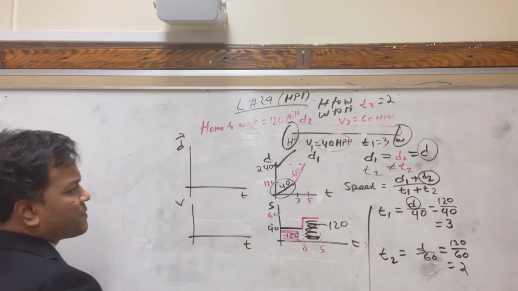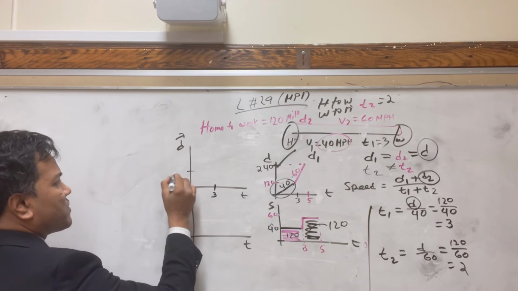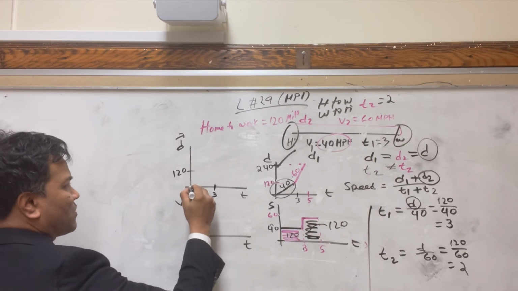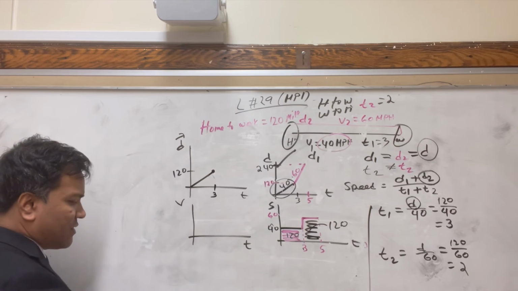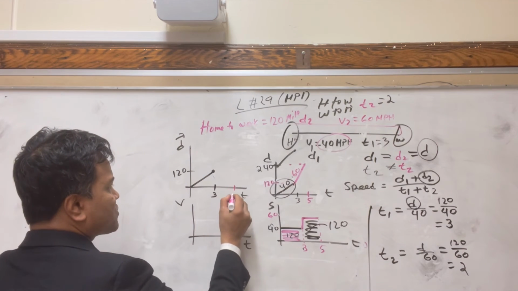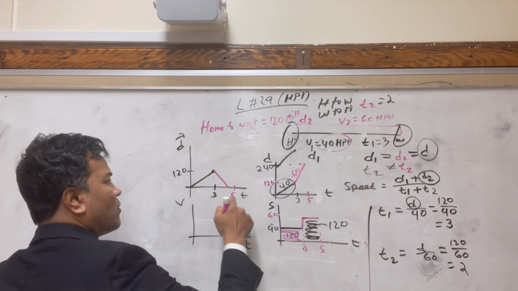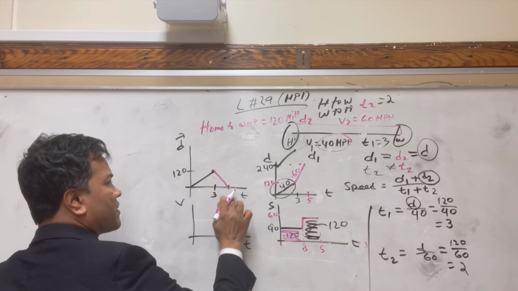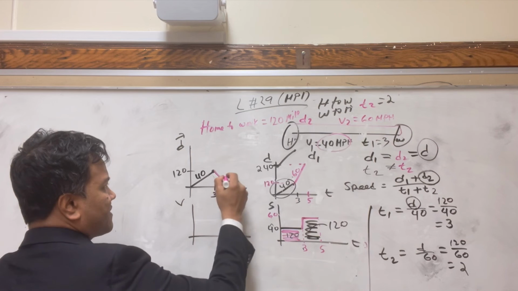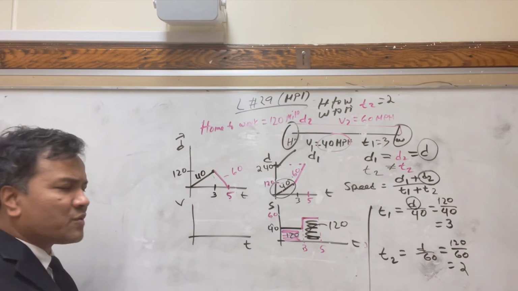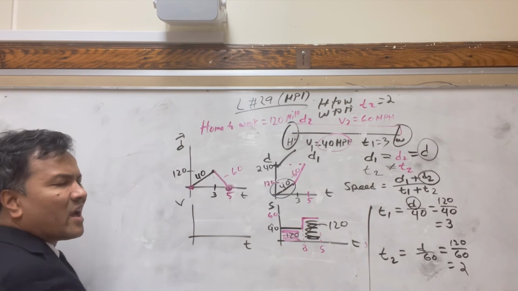All right, now the displacement versus time graph. The first 3 hours you move 120 miles, no doubt, so you put that somewhere here. The next 2 hours you come back home, so 5. So this is 40, and this is negative 60. All right, familiar to you. So what is the total displacement? Total displacement is 0 because you start at home and you end at home.